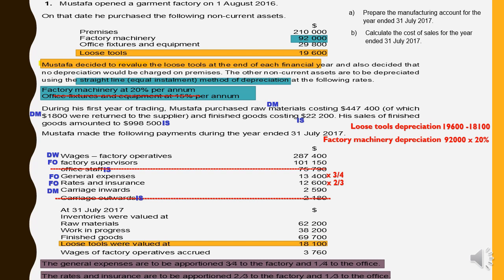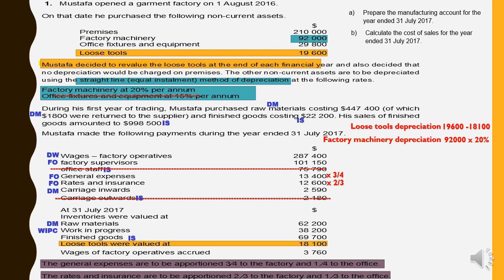Then continue. Inventory valued at raw material. Sorry, raw material is the direct material. Next one is work in progress. Work in progress is WIPC. Why do I call this WIPC? Because 31st July is the end of the year. And finished goods will go to the income statement. And loose tool we already calculated.